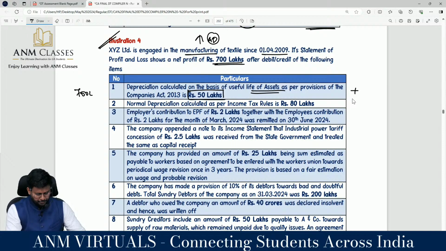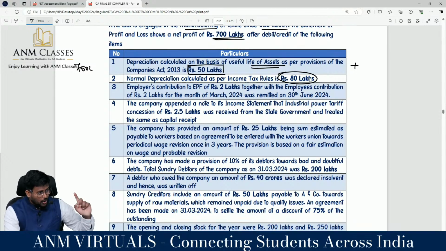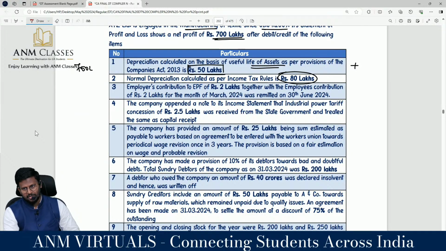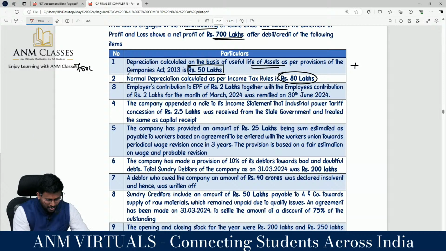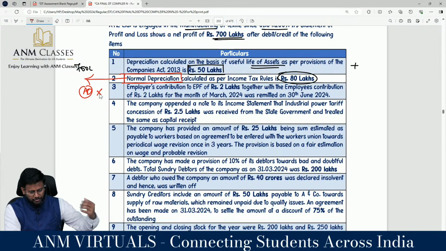Should be added back. Normal depreciation calculated as per the income tax rules is 80 lakhs. So you have to add back 50 lakhs and you have to reduce 80 lakhs. Have you noted one word? It is only depreciation. That means this does not include additional depreciation. So if needed, we have to provide extra additional depreciation. Many students will add back 50 lakhs, reduce 80 lakhs, and leave out the additional depreciation, right?